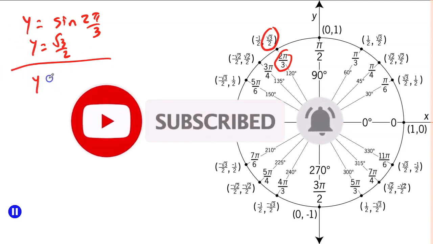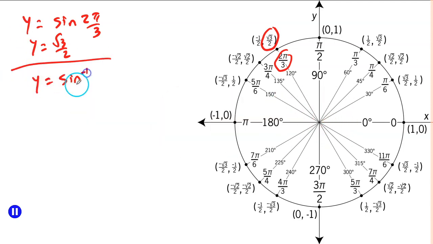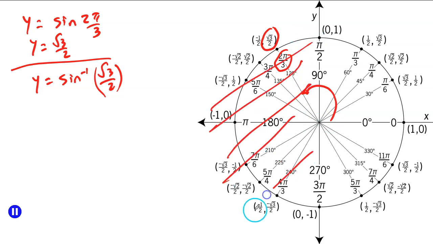Things change if I ask you for the inverse sine of square root 3 over 2. Remember, if you're using the inverse, I'm asking for the angle. So can I give this angle? No, because remember, Q2 is not part of my answer. So I have to find, between Q1 and Q4, where my sine is this.